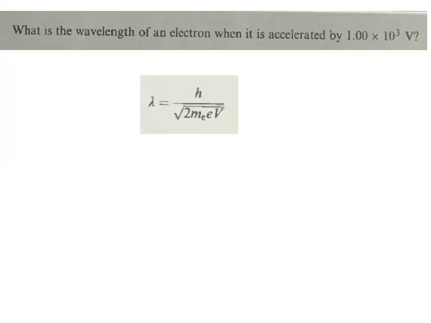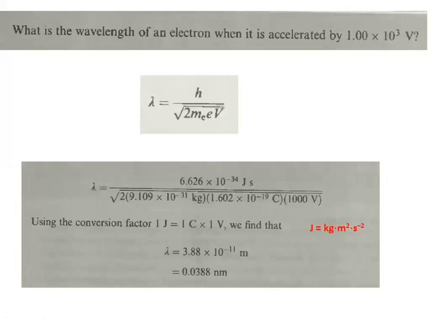Let's see, this is the equation we are going to use, and this is the solution. Write it down if you have not written it: 6.626 or 6.3 exponent minus 34 joule per second is the constant h, and 9.109 exponent minus 31 kilogram is the mass, and this is the charge of the electron, 1.602 exponent minus 19 coulomb, and this is 1000. This is the voltage which is given over here. So you just multiply all these and divide by this.